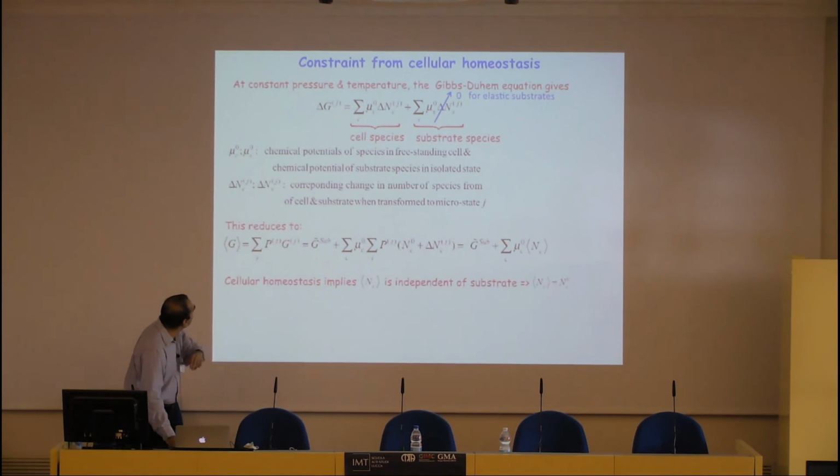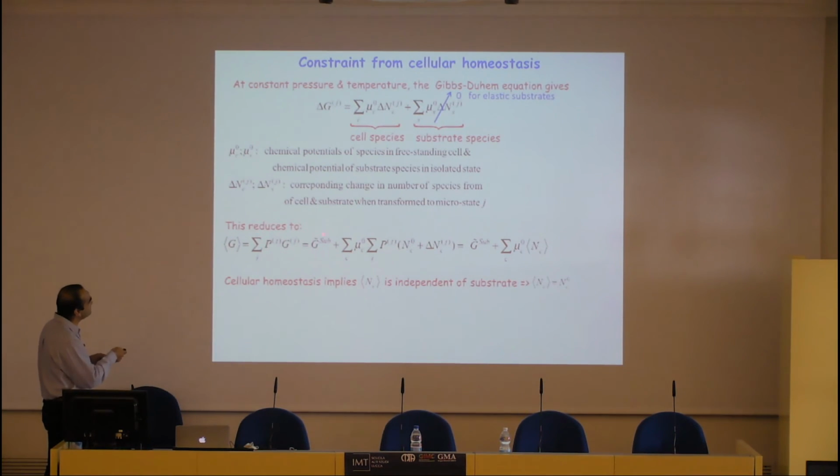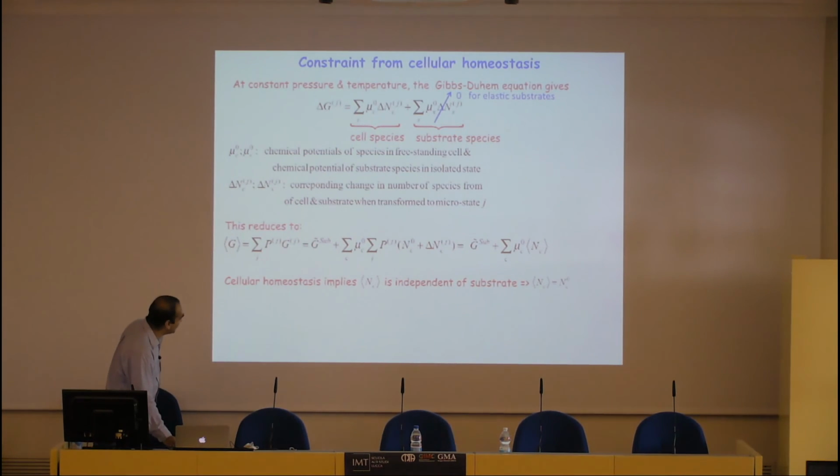And I'm seeing I'm running a bit out of time. So that will basically tell me this reduces to an expression which looks something like this. And this term will basically tell me that I get this, and it's telling me that this term is exactly equal to what it is for a freestanding cell, because the number of proteins, this is cellular homeostasis, the average number of proteins is independent of the cell substrate, basically.